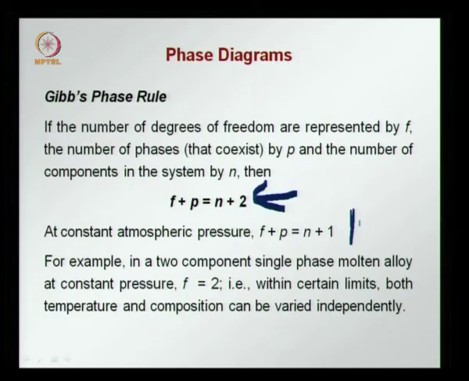As an example, if you have two components, that is n is equal to 2, and a single phase molten alloy, that is P is equal to 1, at constant pressure we would have F equal to 2. So, F is equal to 2, that is, within certain limits both temperature and composition can be varied independently, where the degrees of freedom are now temperature and composition. This can vary independently within a certain limit according to the Gibbs phase rule.